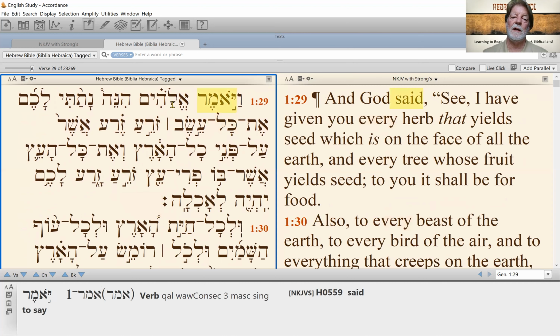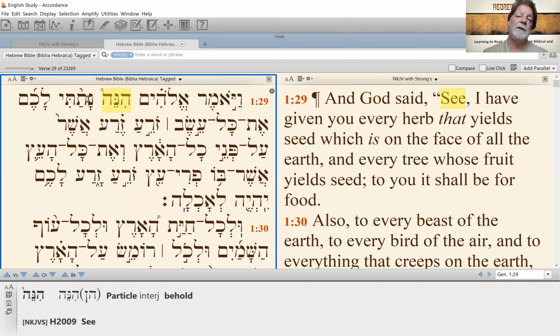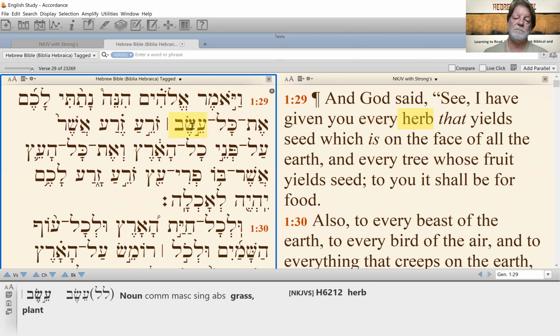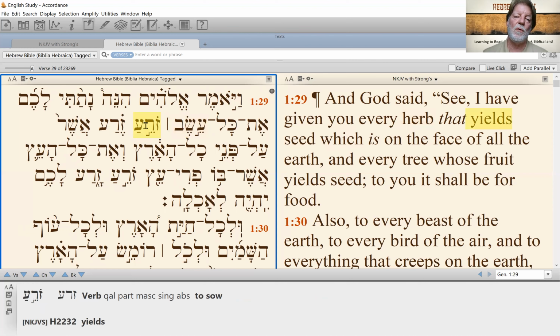Verse 29. Vayomer Elohim, and God said, hineh, behold, natati, I have given, lachem, to you, et, direct object indicator, kol esev, all of the green plant life, the herbs, zorea zera, sowing seed, asher, which, al, which is upon penei, the face of, kol haaretz, the face of all the earth. Ve'et kol, and over every tree asher, which, bo, in it, peri etz, the fruit of the tree.